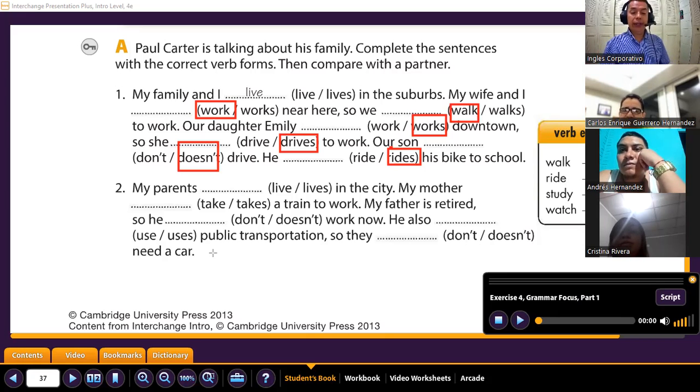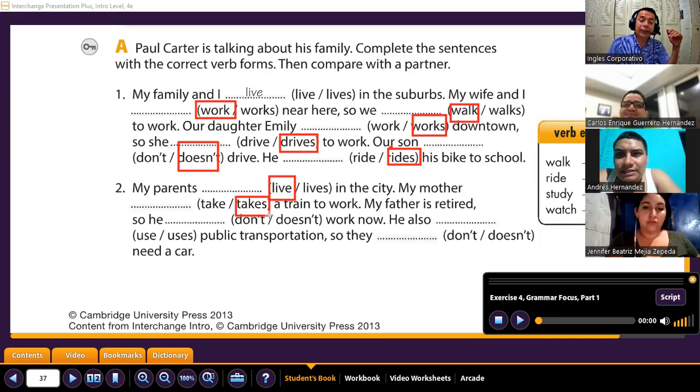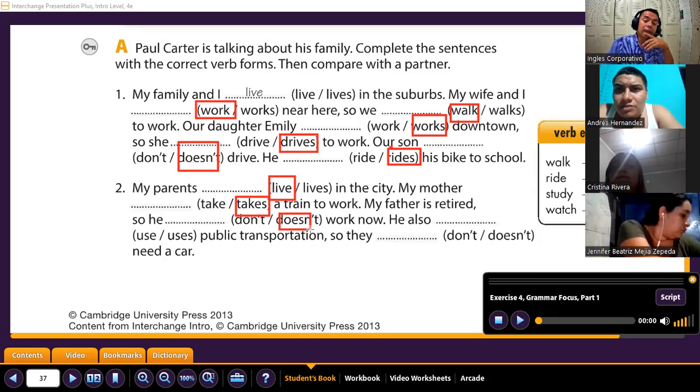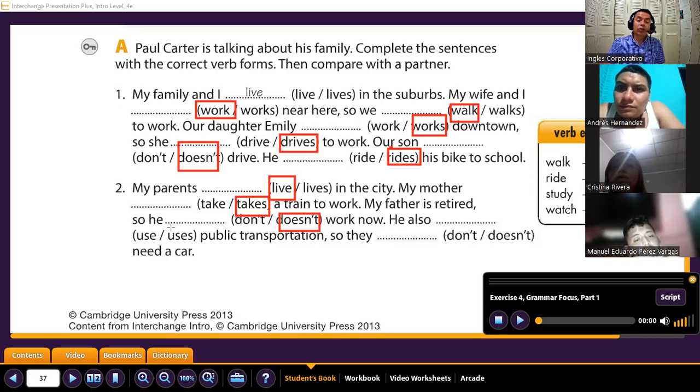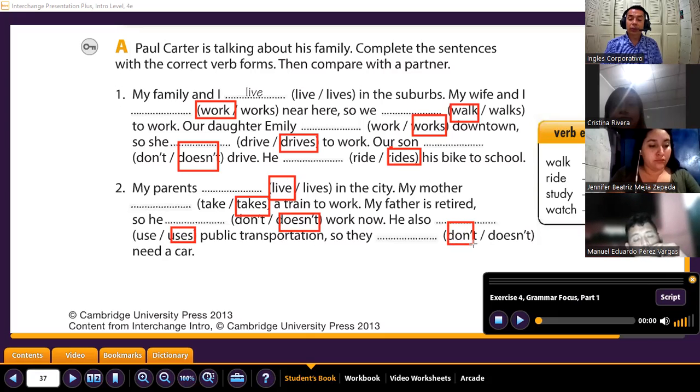Thank you very much. Okay, now we need energy. Let's go to number two, right? My parents live or my parents leaves, class? Live, because my parents is plural. My parents live. Exactly. My mother take or my mother takes a train? Takes. My father is retired, so he don't or doesn't? Doesn't. So he doesn't. Excellent. He doesn't work now. He also use or uses? Uses. Public transportation. So they don't. They don't, right?